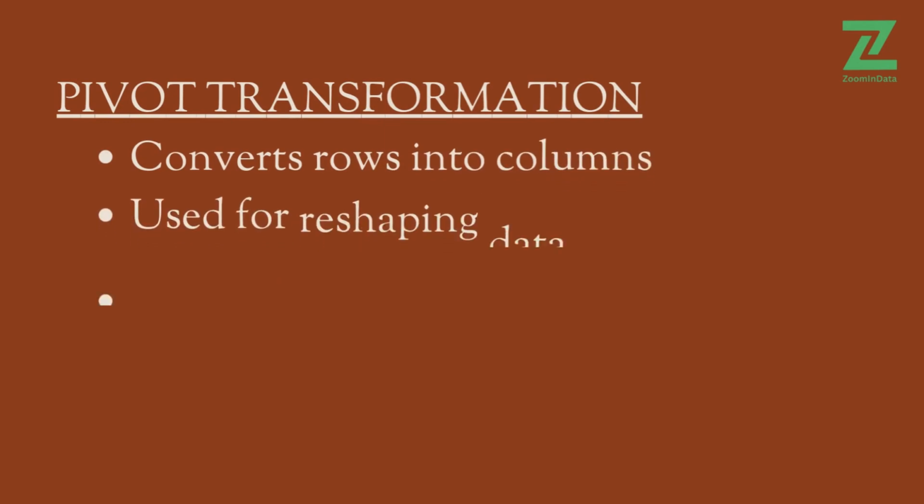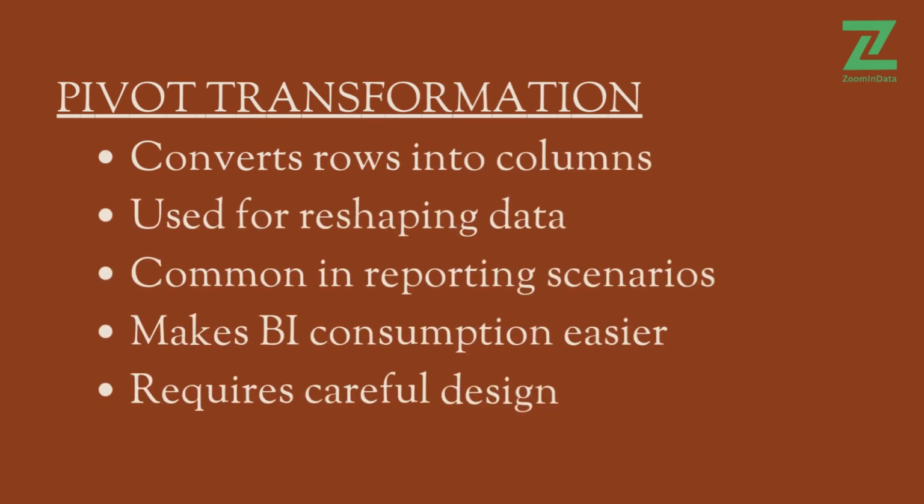Pivot transformation is used to convert rows into columns. It helps reshape data into a reporting-friendly format. This is very common in reporting scenarios. Pivoted data is easier for BI tools to consume. However, it requires careful design.